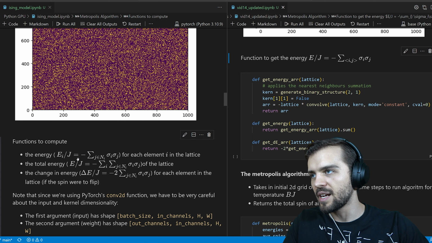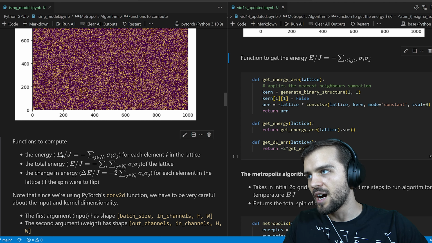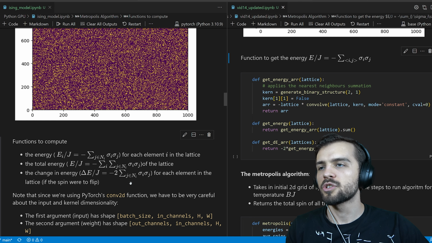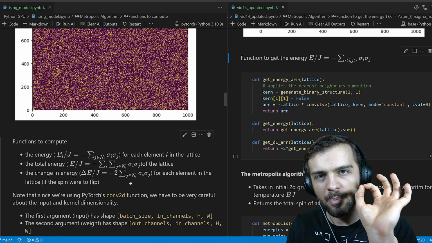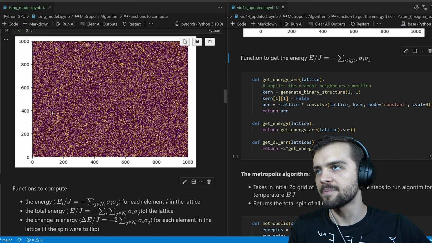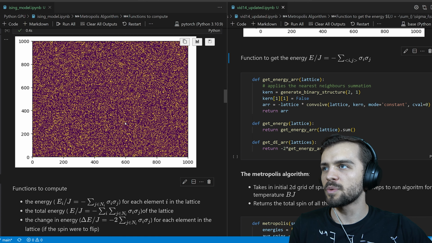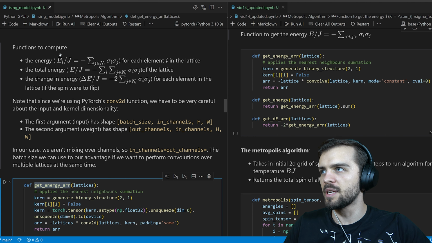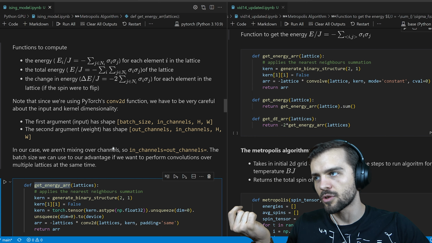And you can prove that if you change the energy of sigma i, of course it's a very easy proof, your final energy minus your initial energy is -2 times this. So that's what the change in energy for every point on the grid would be if I switch the spin. So these are basically just functions to evaluate quantities of interest. So the first function, of course, is going to be just getting the energy of each point in the grid.